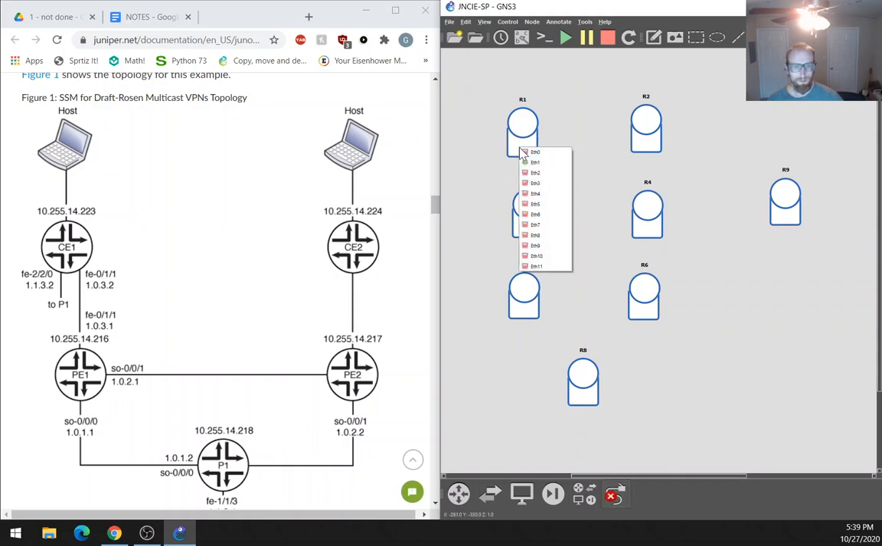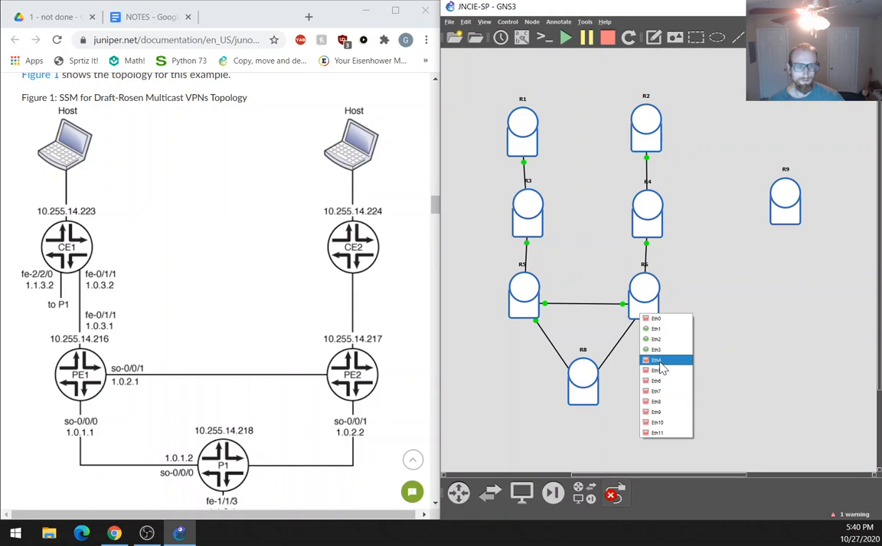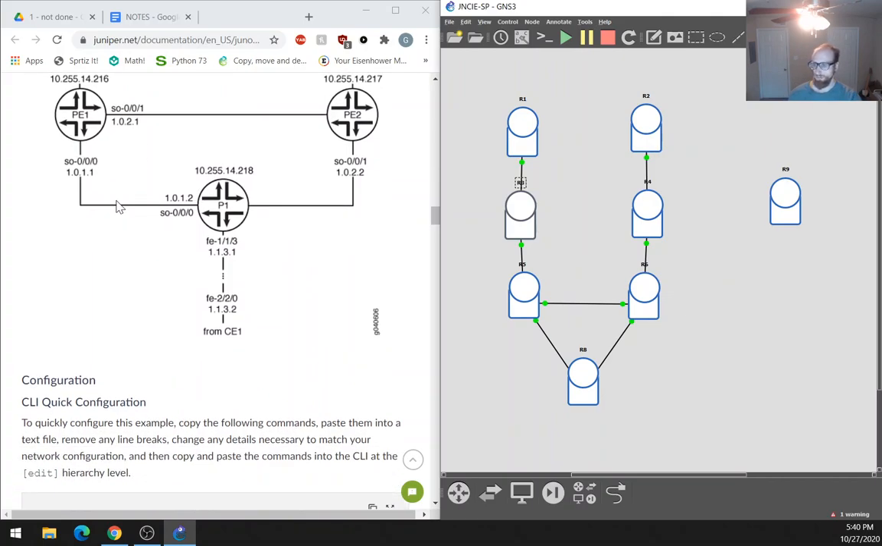Okay, so let's cable it up. 0 to 0. 0 to 0. 1 to 1. 1 to 1. 0 to 0. Okay, and then 0 to 2, 1 to 2. All right, so that looks good to me.